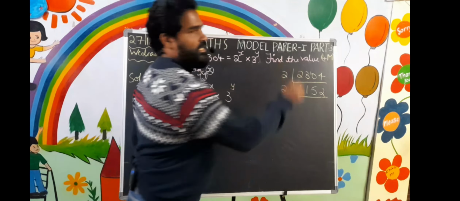So 2 5s are 10. From this 11, if you subtract 2 5s 10, there is 1 balance. That 1 balance with 5 if you keep, it becomes 15. So in 2 table 15 you have to see 7 times you can take.